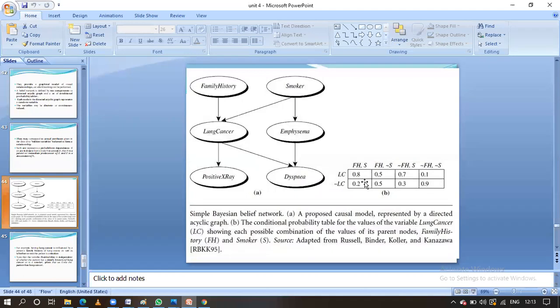And the next one is the conditional probability table. Okay, this is also very important, guys. Okay, with the help of these two things we are going to represent the Bayesian belief network. Here LC means lung cancer, guys, FH means family history, S means smoking. With the help of these three variables, family history, lung cancer, smoking, we have represented them in the conditional probability table, guys.